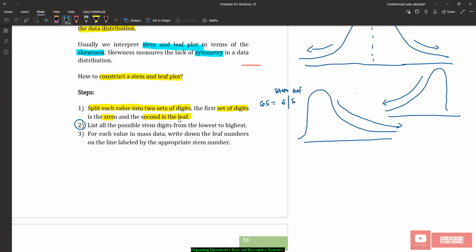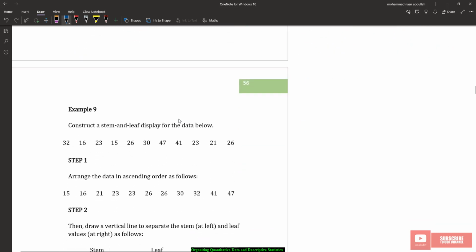The second step is to list all possible stem digits from the lowest to the highest. This is the important part. We need to list down all the stem digits from the lowest to the highest. Then for each value in the data, write down the leaf number on the line labeled by the appropriate stem number. Later I will show you, okay.